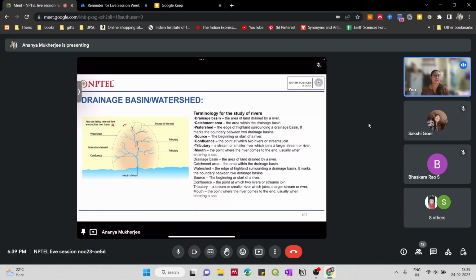Catchment area is the area within the basin, where the water is flowing through. Watershed or drainage divide is the edge demarcating the boundary between two different drainage basins. Then you have source, and confluence, a point where two rivers or streams join. A tributary is a smaller stream which joins a larger stream.